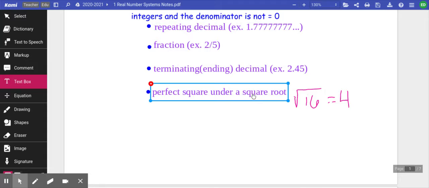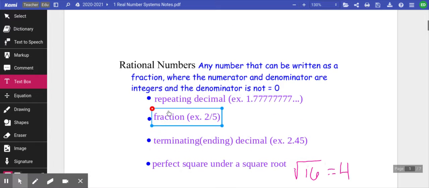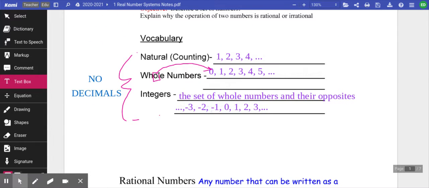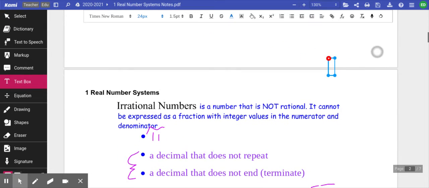So now this definition here, perfect squares under a square root: if I gave you the square root of 16, you could always take your calculator, right? And you could do second x squared, and you could type in 16 and it would give you the answer, which is 4, which is a whole number, which again would be rational. So this is just a summary of rational numbers here. Rational numbers now, remember, they include natural, whole, and integers.